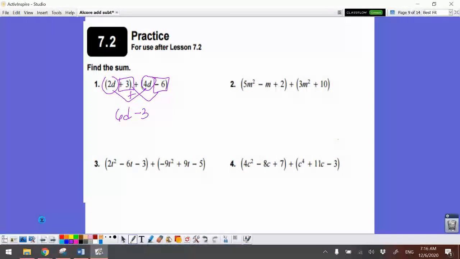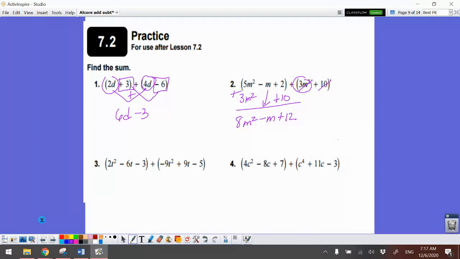All right, so since this is combining, I'm going to write my 3m squared underneath the like term, write my 10 underneath the like term, and I'm going to add down. 5 plus 3 is 8. I see this one does not have a friend, and 2 plus 10 is 12. And that one is done.